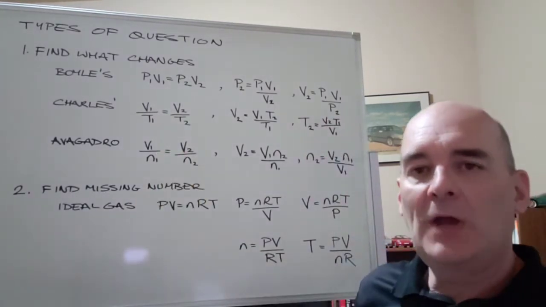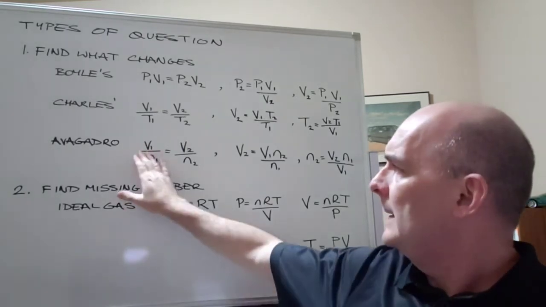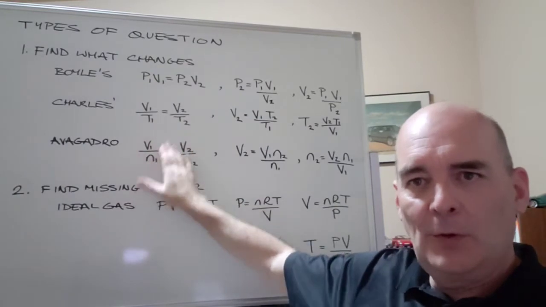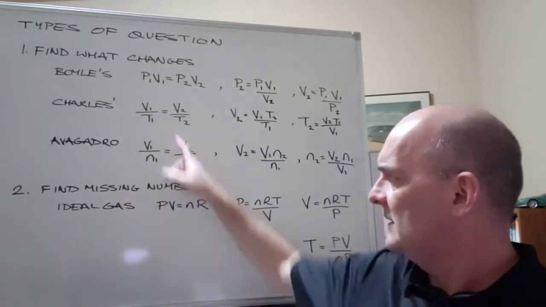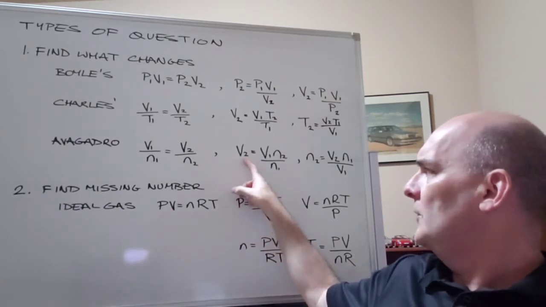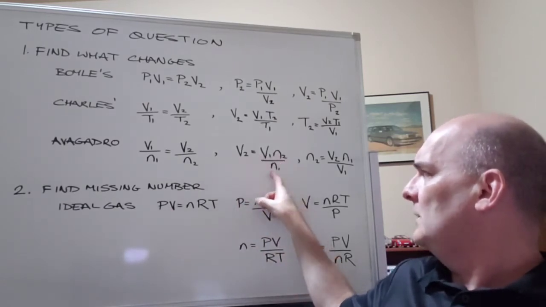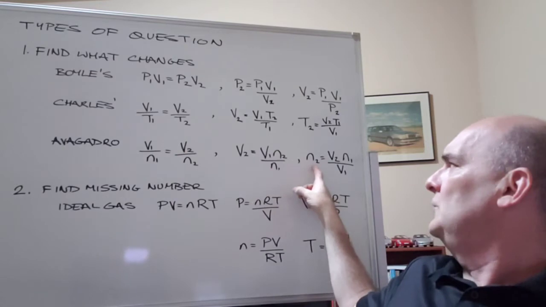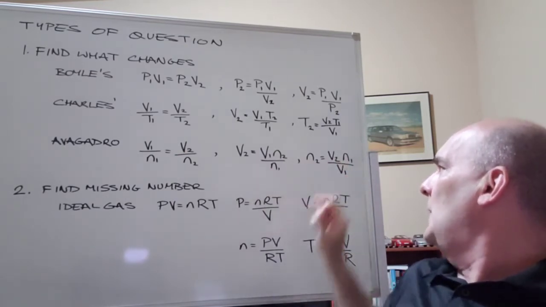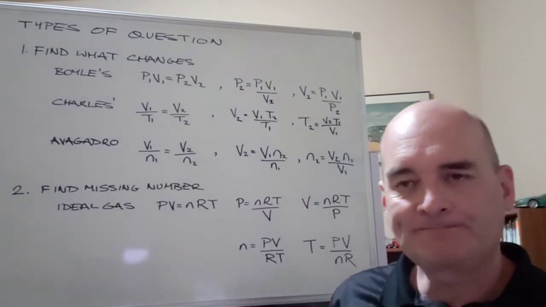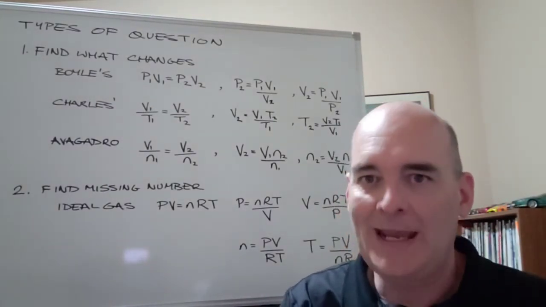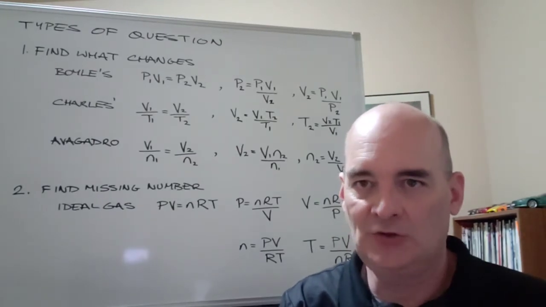Exactly the same approach for Avogadro's rule. Volume to moles. The volume-mole relationship is very similar to Charles's law. And so the new volume is V1 N2 divided by N1. The new number of moles, N2, equals V2 N1 divided by V1. Those are the types of questions. Look for them. They ask for a change.